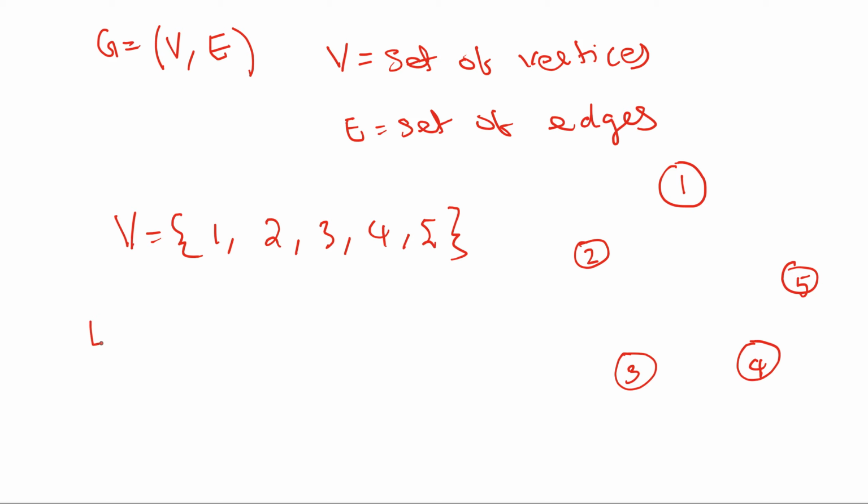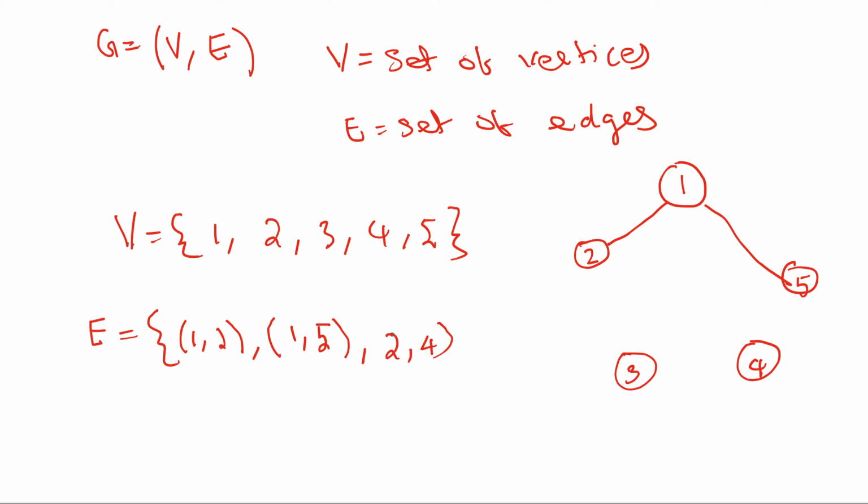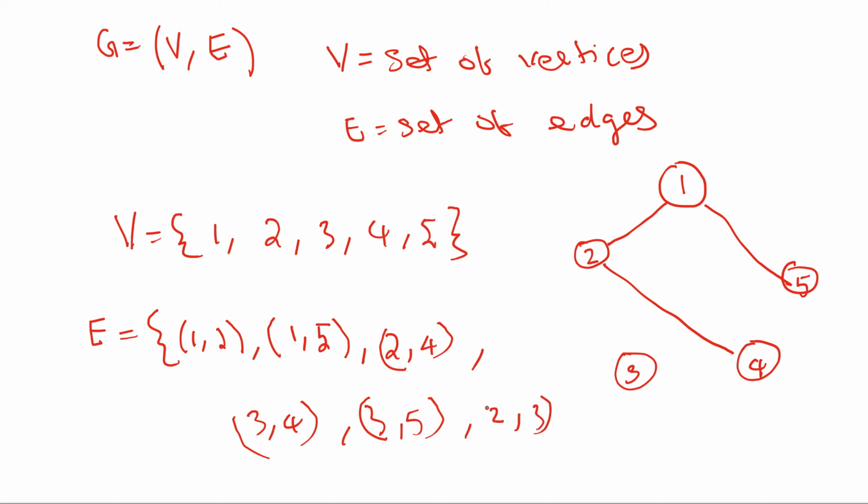Then I have another set that has to be defined, that is the set of edges. Usually an edge is written as a pair of two vertices. Suppose I write 1 comma 2, that indicates that I have a connection from 1 to 2. Then if I write 1 to 5, that indicates a connection from 1 to 5. Then I have 2 to 4, then a connection from 2 to 4. Then suppose that I have a connection from 3 to 4, then 3 to 5, then 2 to 3, etc.